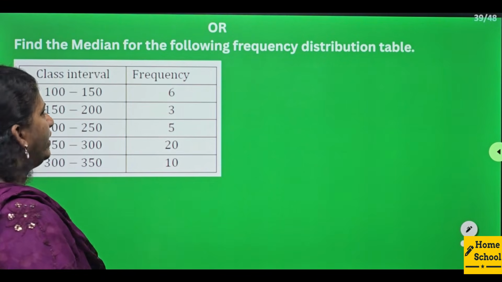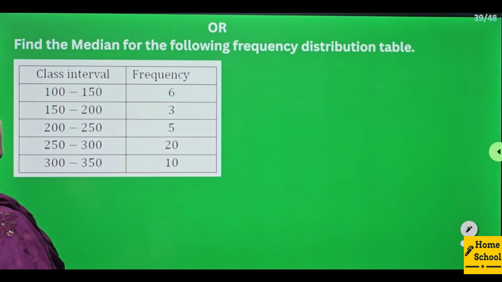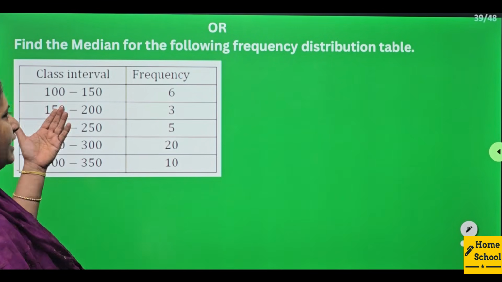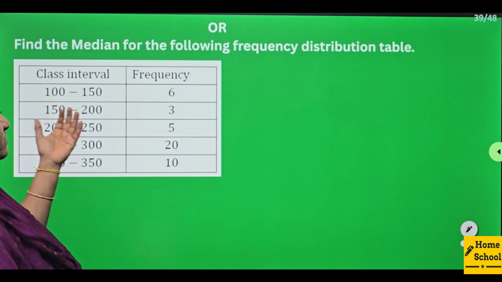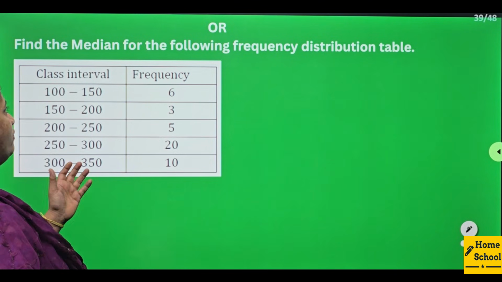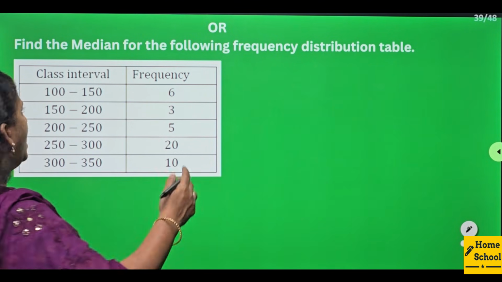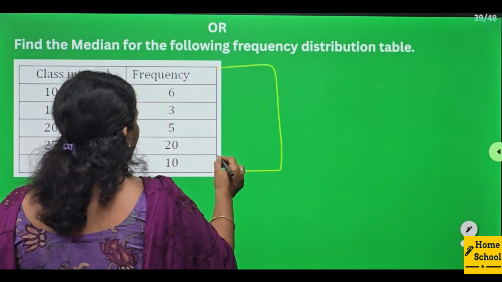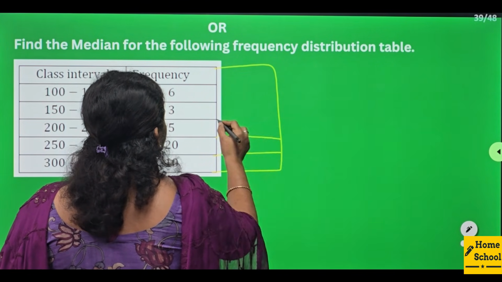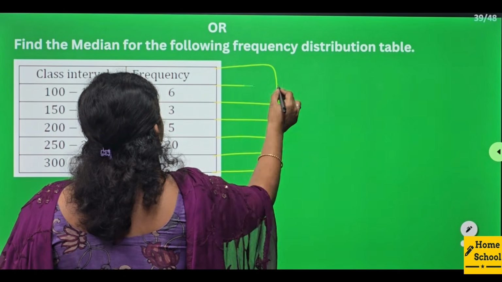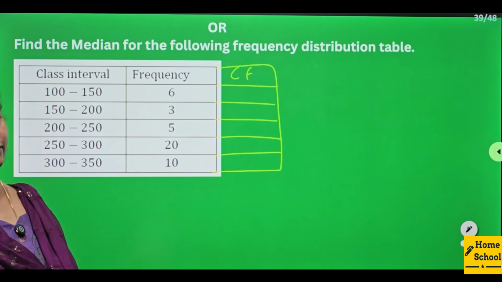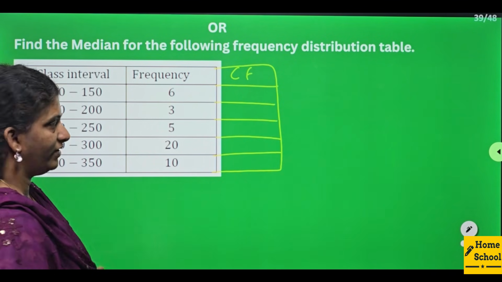In this, we have one more question. Find the median for the following frequency distribution table. Your table is here. Class interval and frequency are given. We need to find the median. How to find the median? For this, I am going to take one more extra column, that is cumulative frequency. How to find cumulative frequency? Go on adding the frequencies.